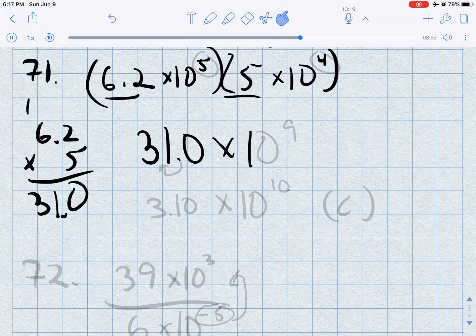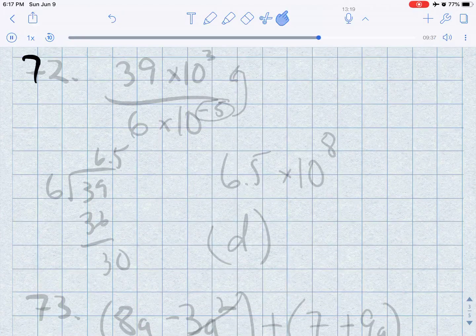So that's 31.0 times 10. And now you sum these exponents. So that's 10 to the 9th, right? But since I'm going to the left one place value to make it standard form, 3.10 times 10, this has to be to the what? 3.10 times 10 to the 10. Okay? Because we took a bigger number, we made it smaller, therefore we have to increase that base 10. So what choice is that? 71? That is choice C.